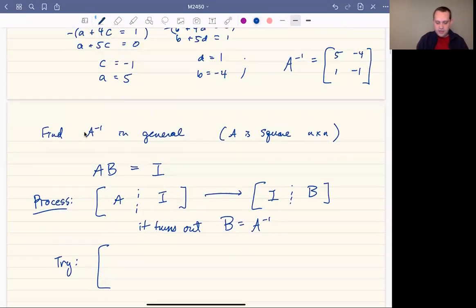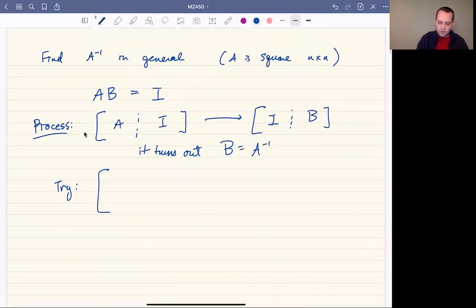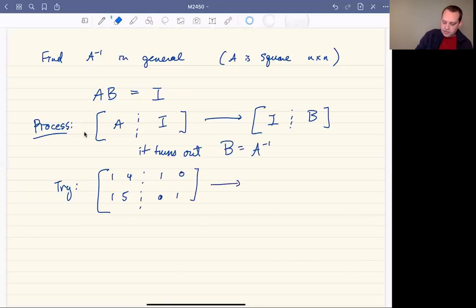Let's take our matrix A that we had before, which was 1, 4, 1, 5. I'm going to augment it with the identity. In this case, A is a 2 by 2 matrix, so I augment it with the 2 by 2 identity. And then what we're going to do is manipulate this matrix and do row reductions until we end up with the identity on the left side. So in our case, we're going to take row 2 and subtract from it row 1. And row 1 will stay the same because we're not messing with that.